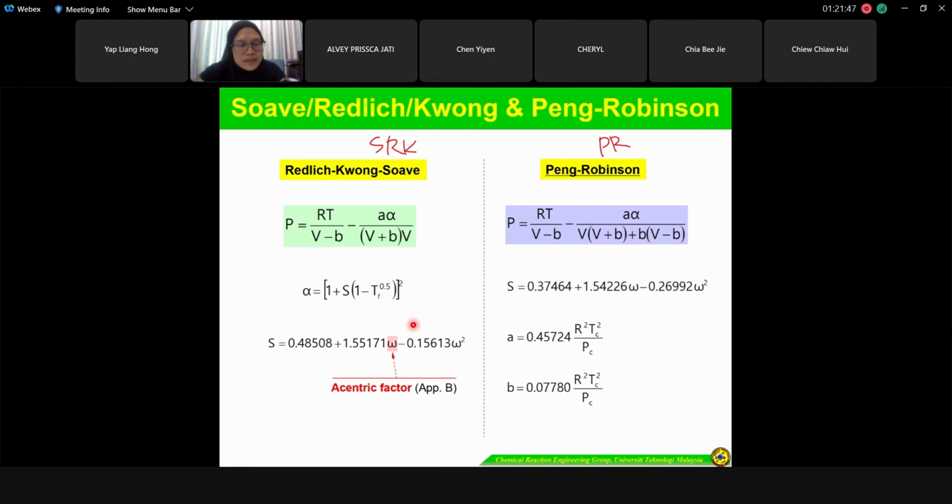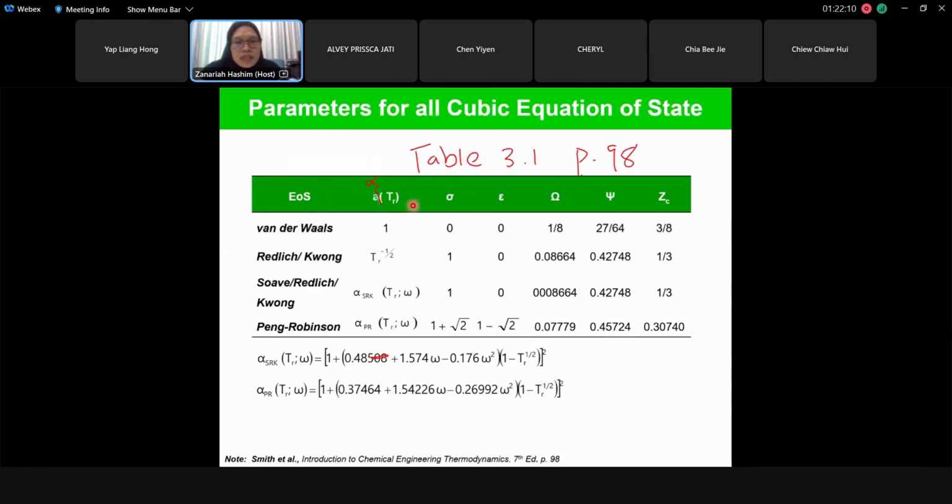Oh, okay. I think because we have another equation for alpha, for this one I am afraid you will be confused. Maybe we can just refer to the one in the table. Okay, never mind. Just take note that for the SRK and the PR, you have this new parameter which is alpha here. Okay. Alright, so this is the table that I mentioned just now.